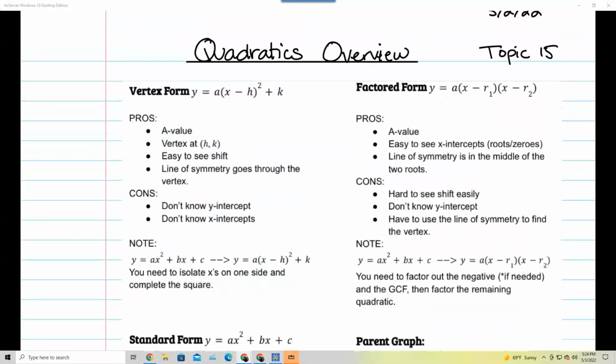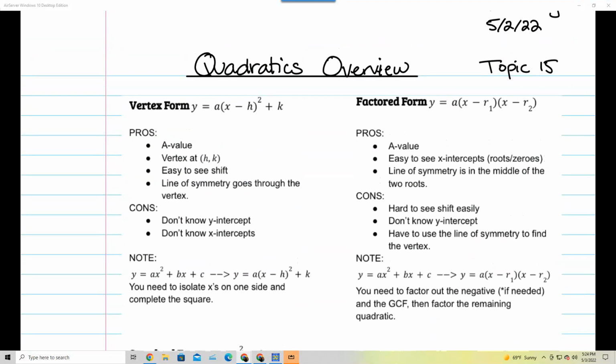We're going to talk about each one and why each one is important and why each one maybe doesn't have everything that you need. Okay, so let's talk about vertex form first. That's the one that we did for a few weeks. Vertex form looks like this.